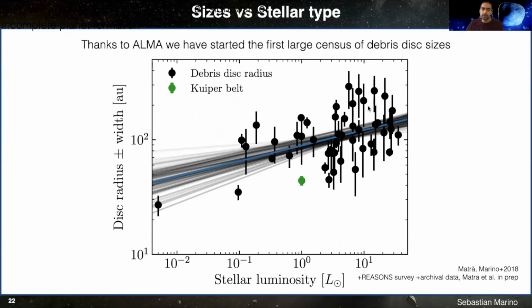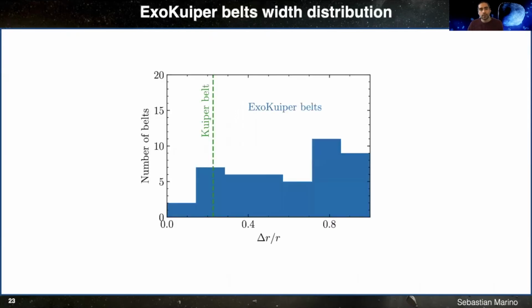The points in this plot represent the radius of the disk, and the error bar is not the uncertainty on the measurement, but the width of the disks. So some disks like this one seem to be very wide, while some other disks like the one over here seem to be very narrow. Here the Kuiper belt is shown as a comparison, which is relatively narrow and small compared to disks that we generally find. Not just that, we have also started to look at the fractional width. So this is the width of a disk divided by the central radius of the disk. So it's a measure of proportionally how wide or narrow a disk is.